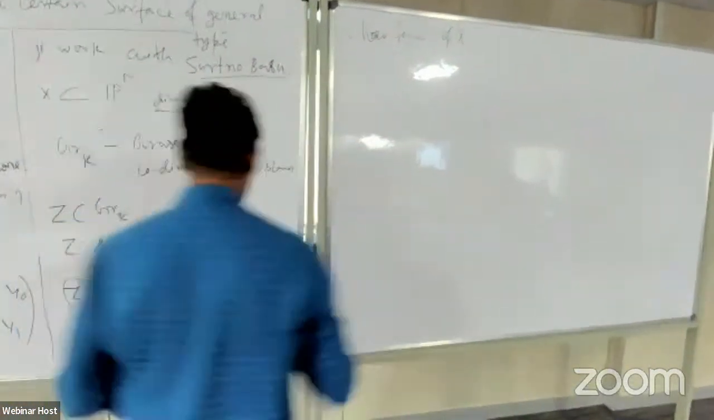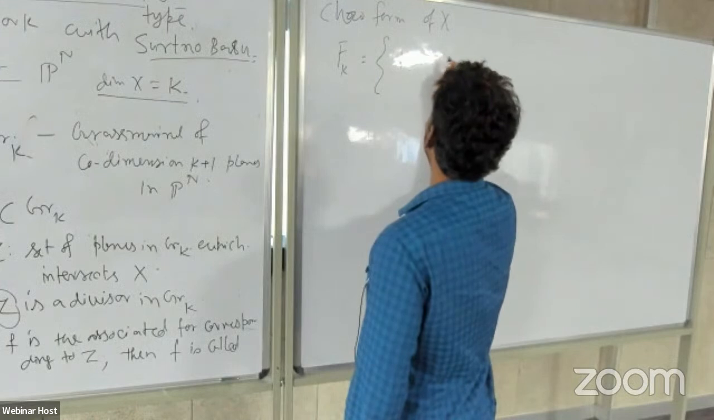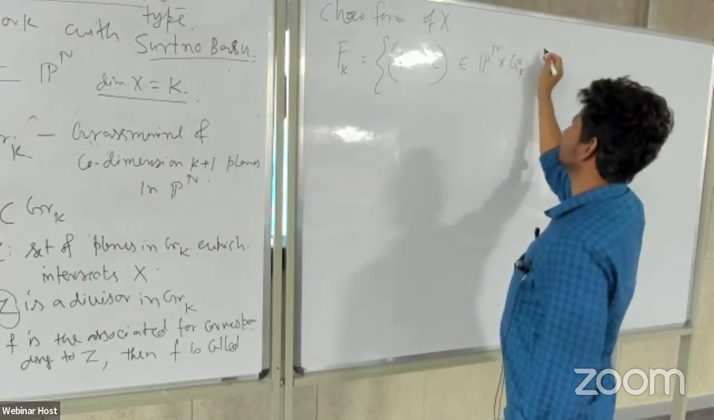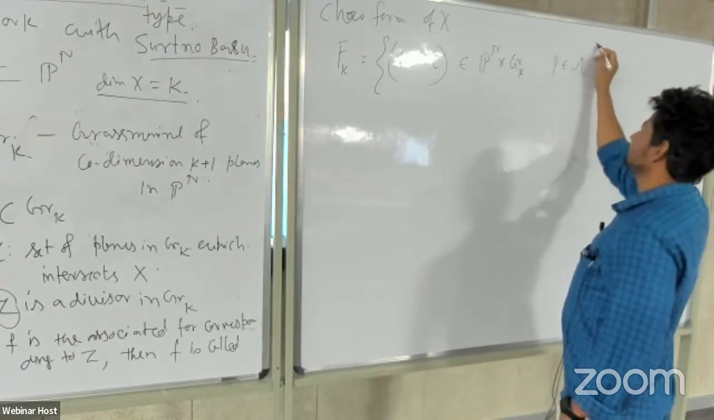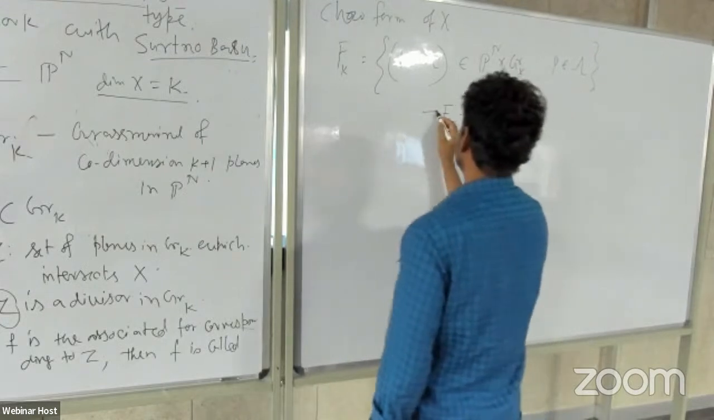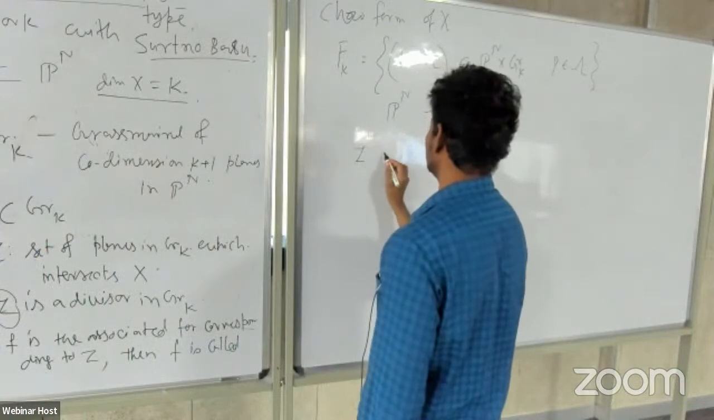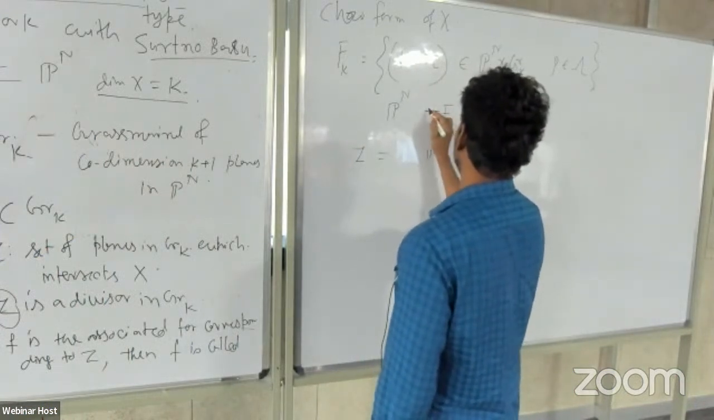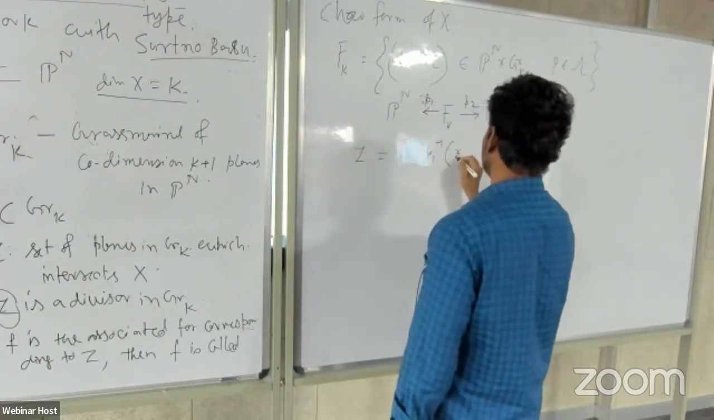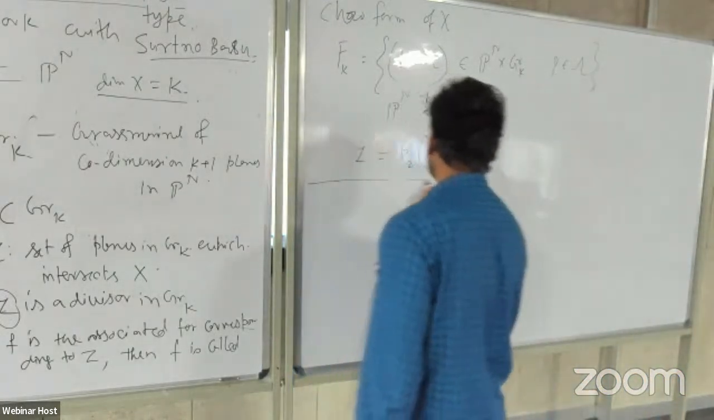There is another way to describe this. Consider this incidence relation, the set of all P and lambda belonging to Pn cross the Grassmannian, such that P belongs to lambda. Then we have two projection maps from this to the Grassmannian and Pn. Then this divisor Z can be written as follows: we just take the inverse image P1 inverse X, and then take the image.